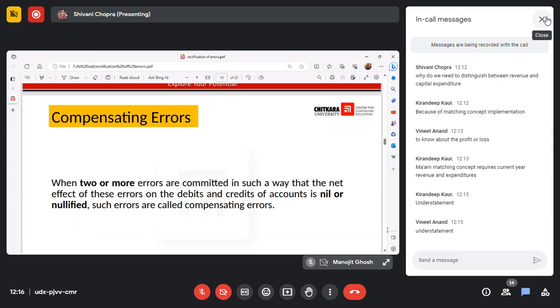Now the next is compensating errors. What do we mean by compensating errors? When two or more errors are committed in such a way that the net effect of these errors on debits and credits is nil or nullified, these errors are known as compensating errors.